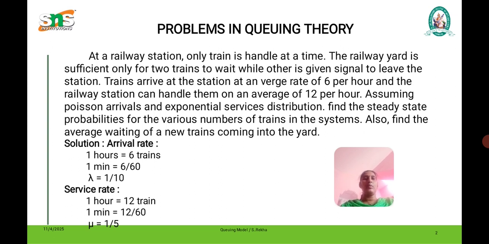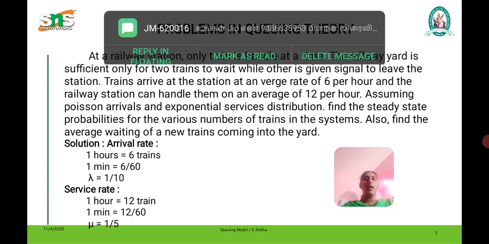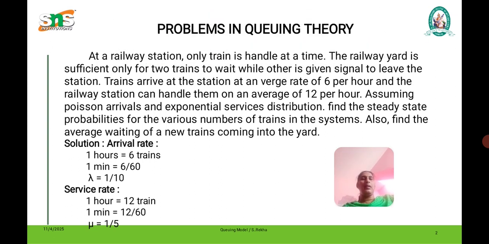Let's see in this problem, we can take 1 hour equal to 6 trains. We have to convert the hour into minutes. 1 hour takes 60 minutes. So 6 by 60, you will get lambda equal to 1 by 10. Similarly, the service rate is 1 hour equal to 12 trains we can service. So 1 minute equal to 12 by 60, mu equal to 1 by 5.